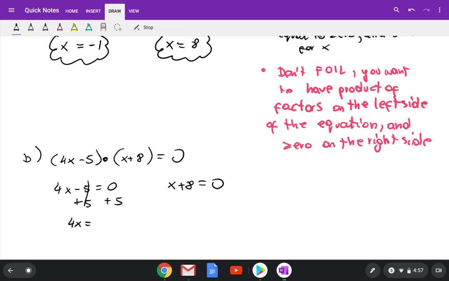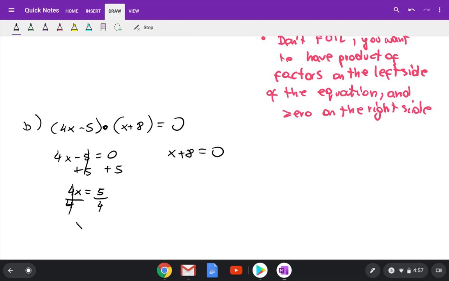So in the first equation, I'm adding 5. We end up with 4x equals 5. And to isolate x, you divide each side by 4. And we're getting that x is equal to 5 over 4, one solution. And from the second equation, we're subtracting 8 from both sides. We end up with x equal negative 8.